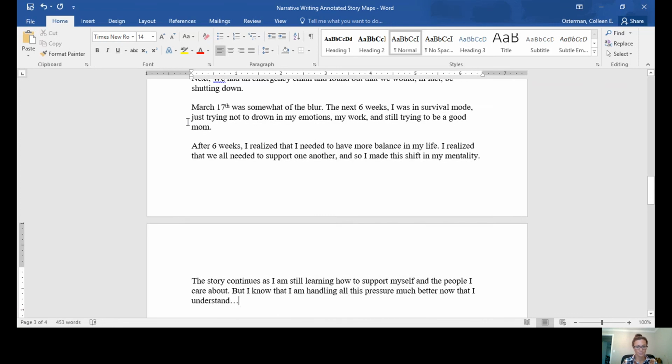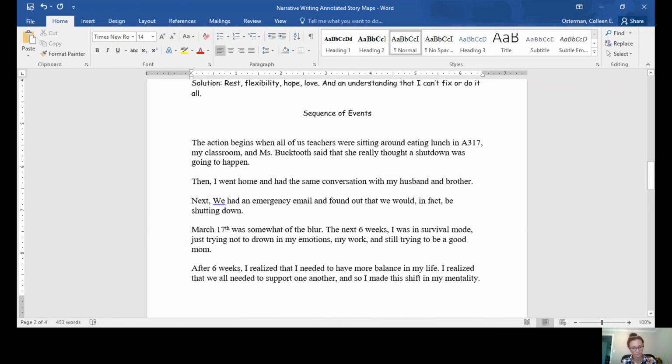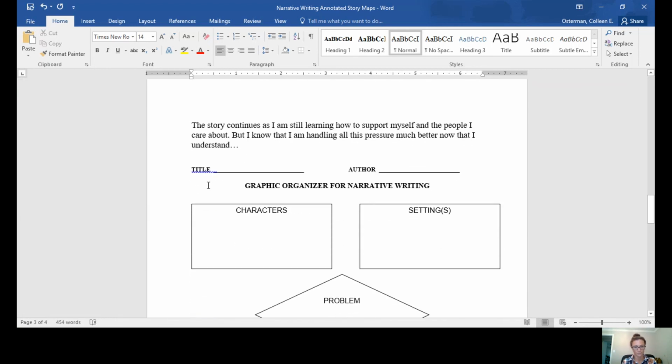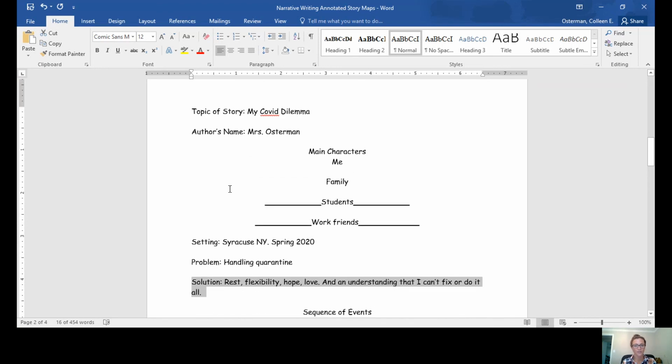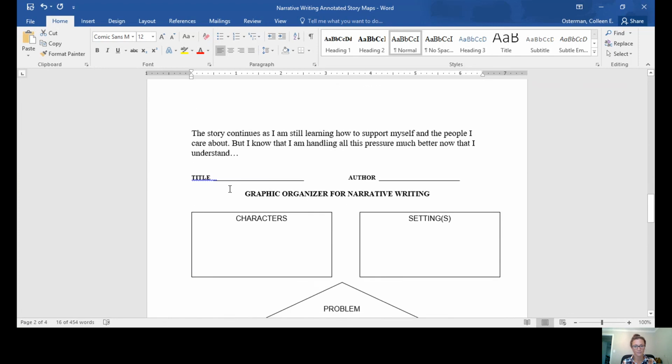And so those all go there. So that's event 1. Event 2, event 3, event 4, and so on. So a lot of these graphic organizers do a similar thing, but it just depends on how you want to outline your story before you begin writing. So I think it was actually really helpful in this second graphic organizer to establish the solution or the resolution before I started writing. The first graphic organizer didn't ask me to do that.